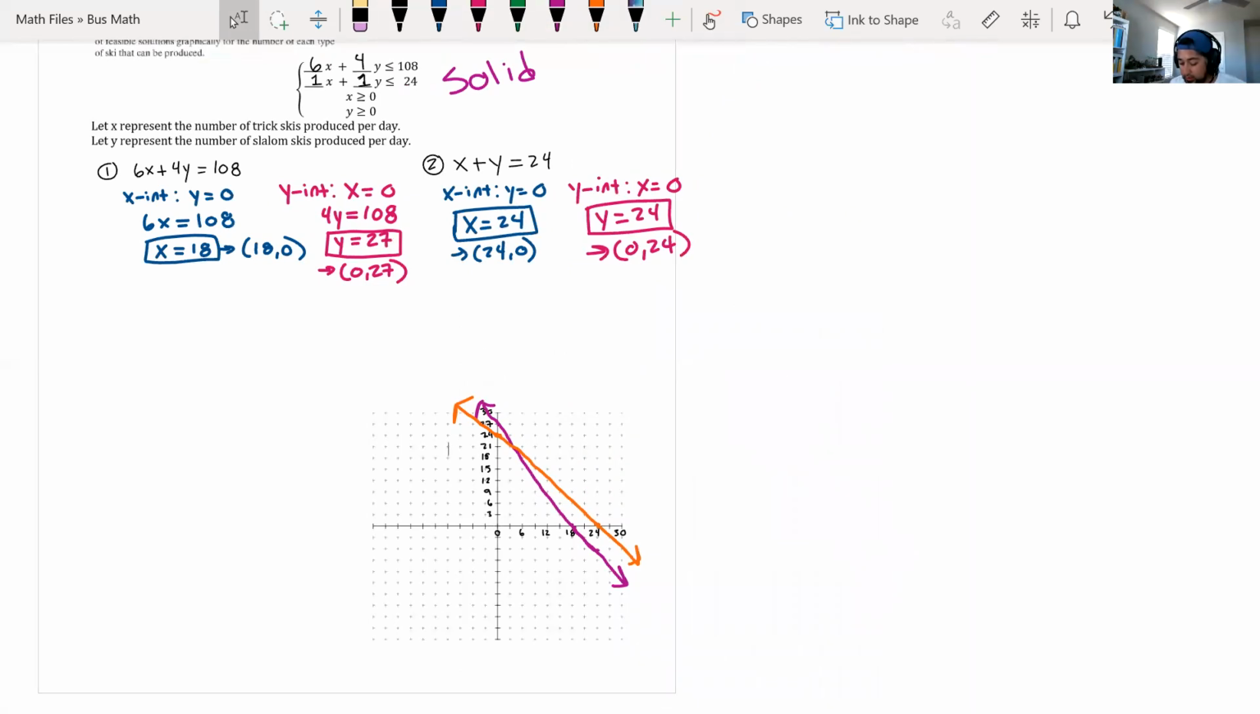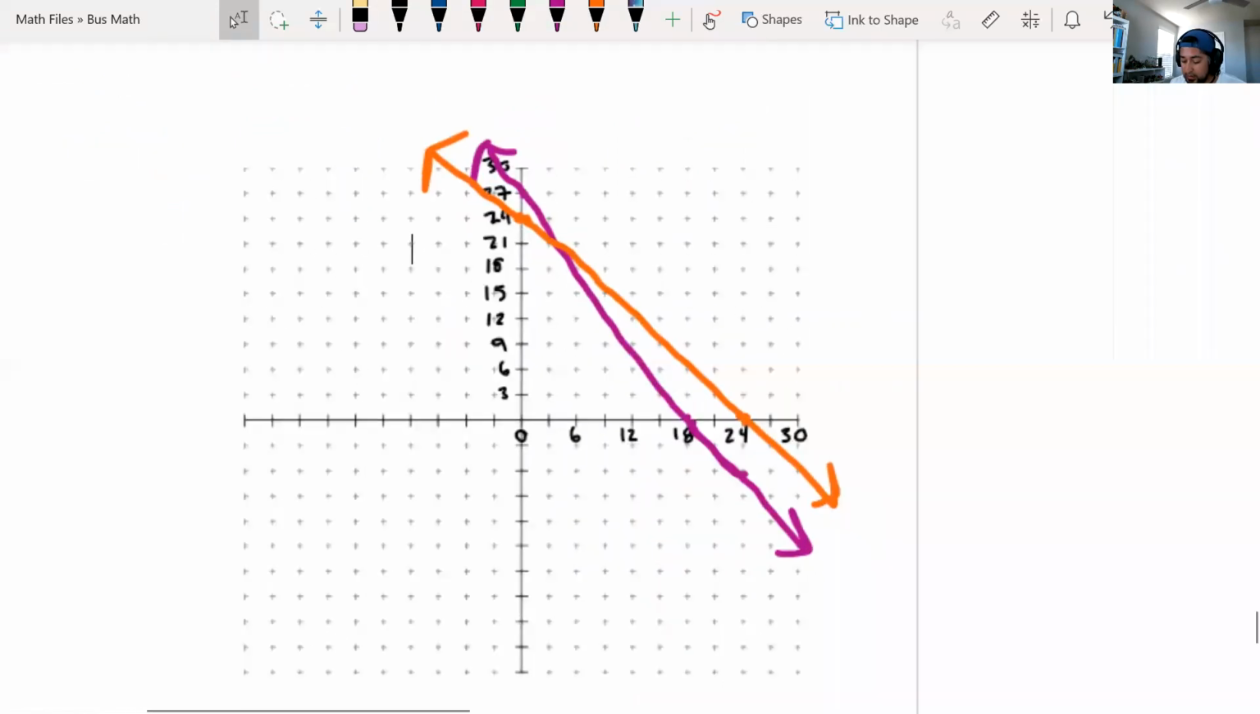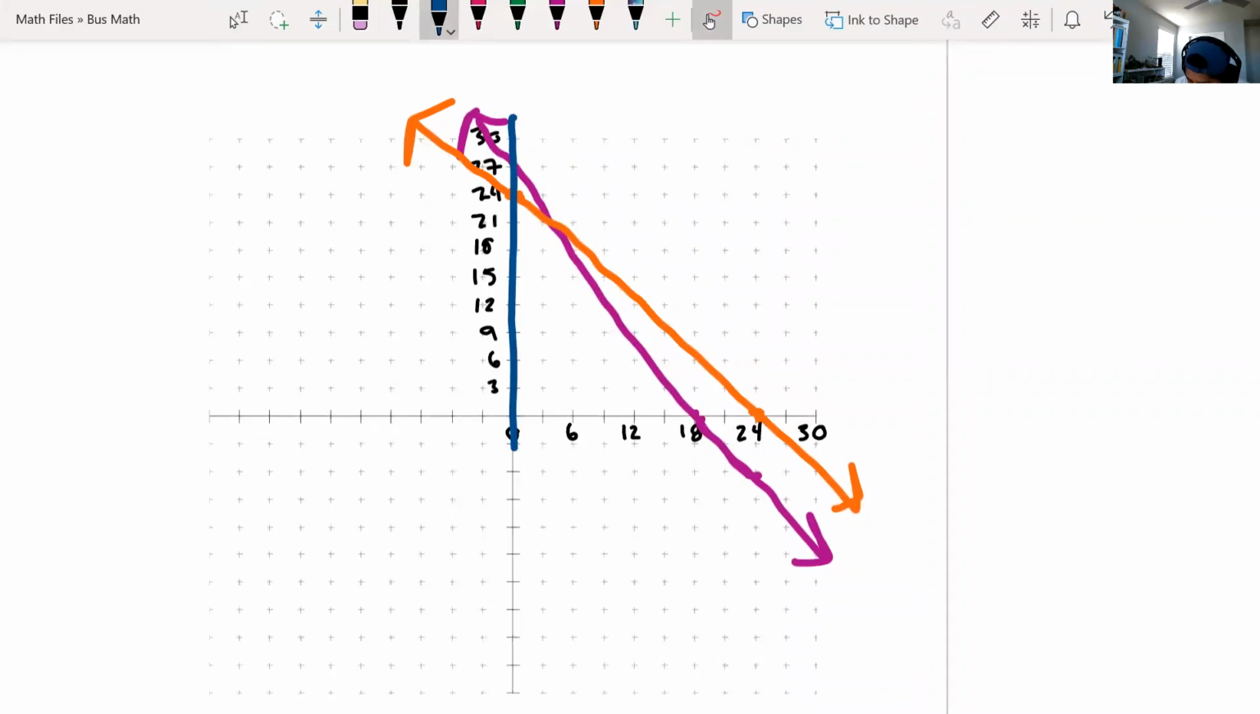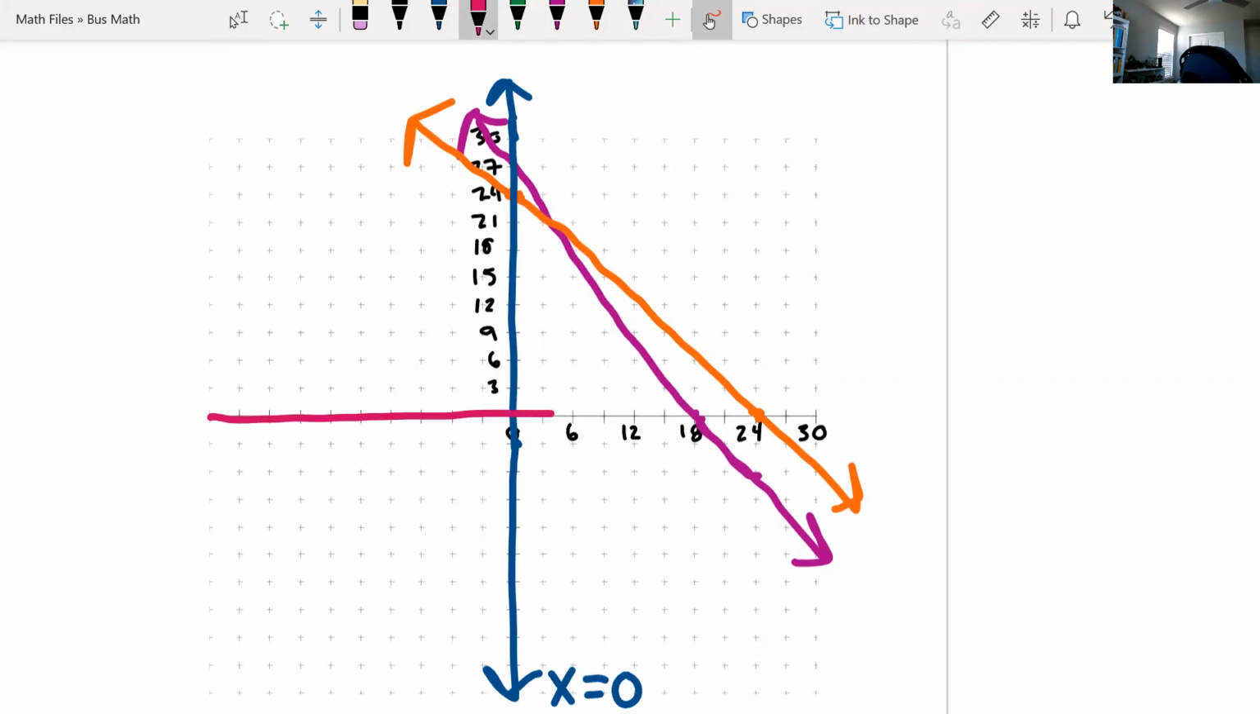0 and y greater than or equal to 0. So we already know what type of lines those make. So for x equals 0, we're going to get this vertical line. Here's x equals 0. And then y equals 0 is going to be this horizontal line. And there's y equals 0. Okay, cool.